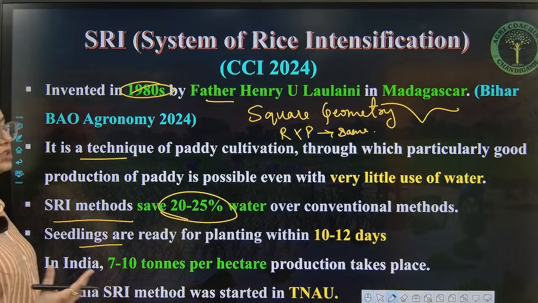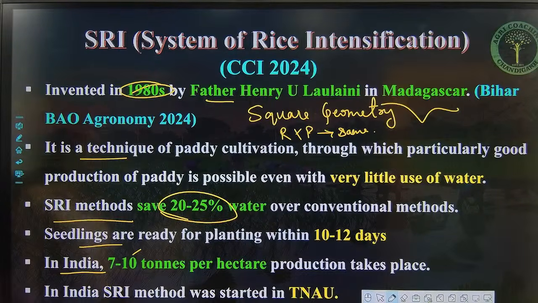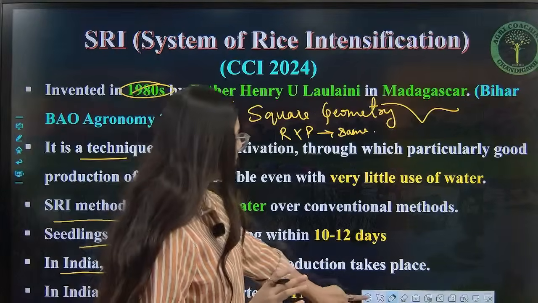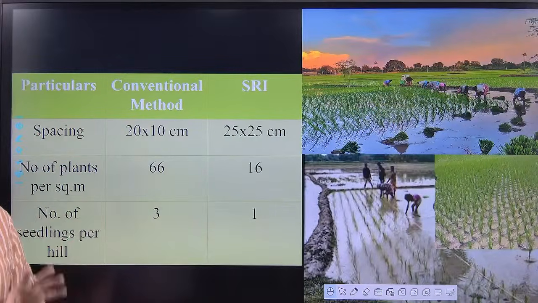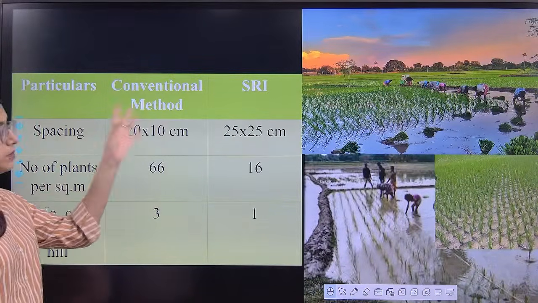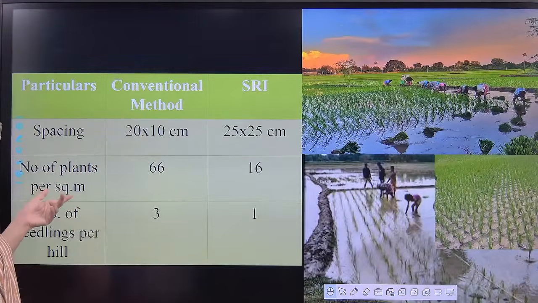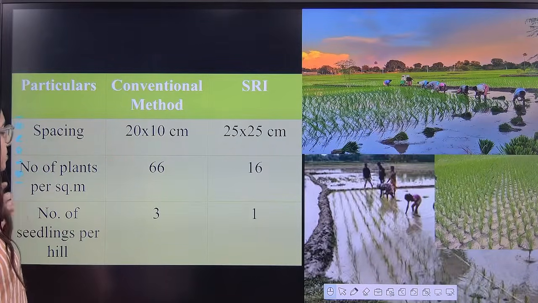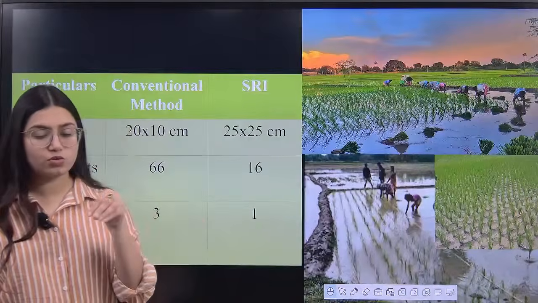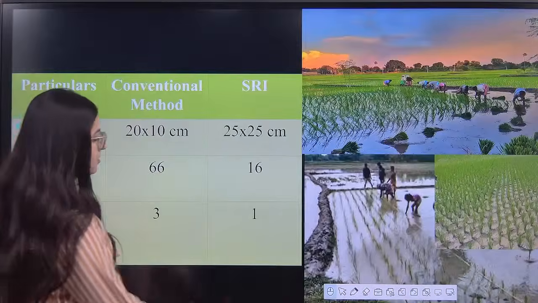Seedlings are ready for planting within 10 to 12 days. And in India, around 7 to tons per hectare production takes place. In India, the SRI method was started in TNAU, Tamil Nadu Agriculture University. Now see, in the conventional method, we maintain a spacing of around 20 by 10. But in case of SRI, we maintain 25 by 25 centimeter. Number of plants per square meter for conventional is 66, for SRI it's 16. And number of seedlings per hill, in conventional we generally grow 2 to 3 together. But in case of SRI, 1 at a place.